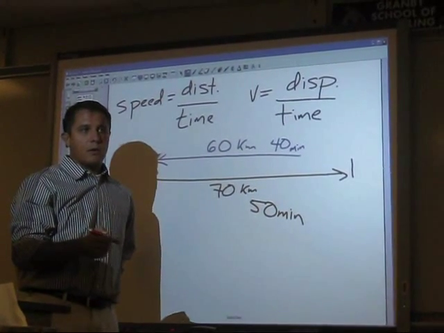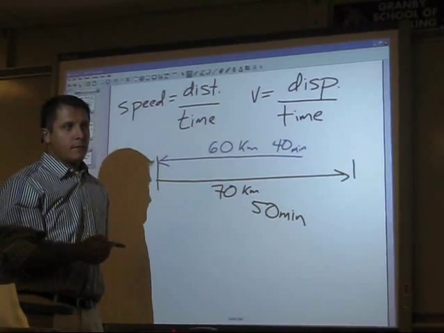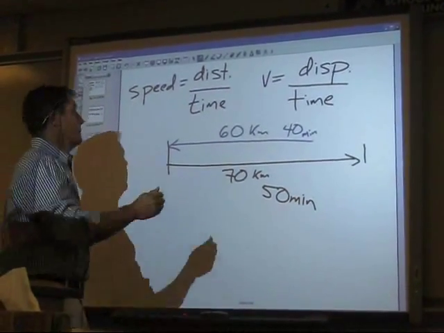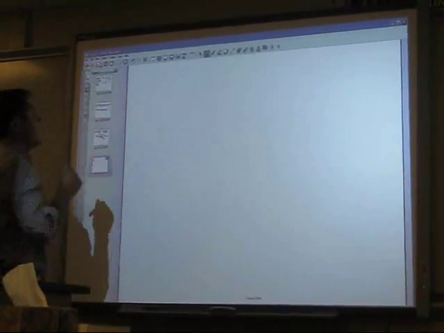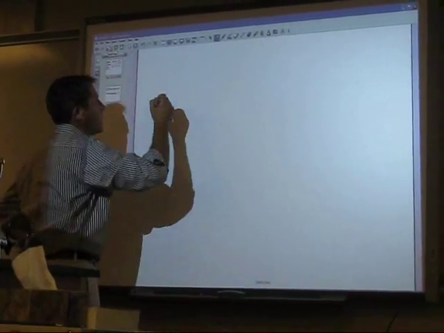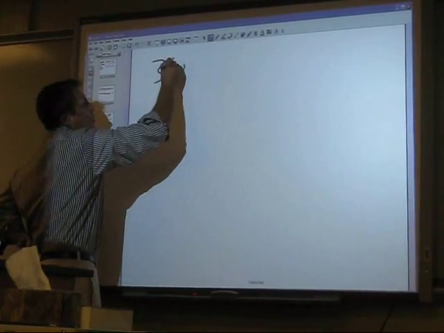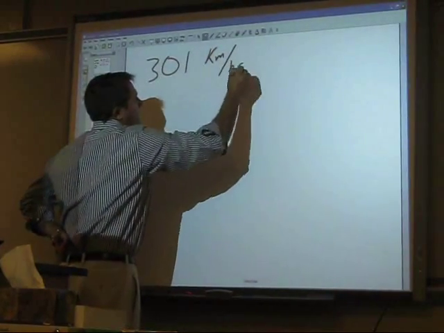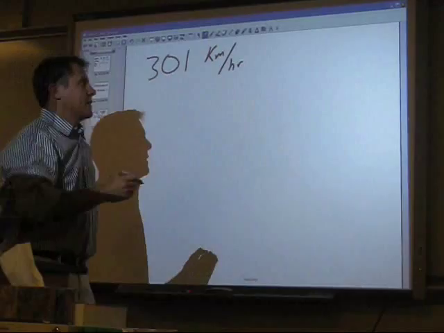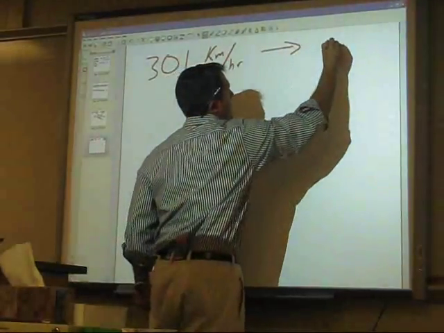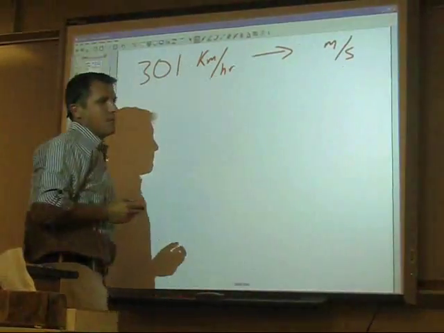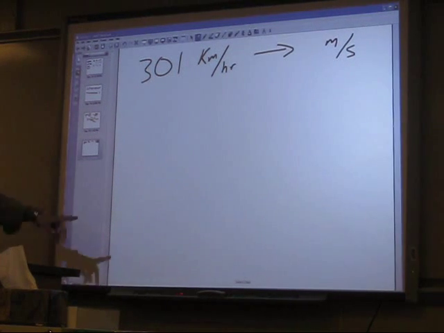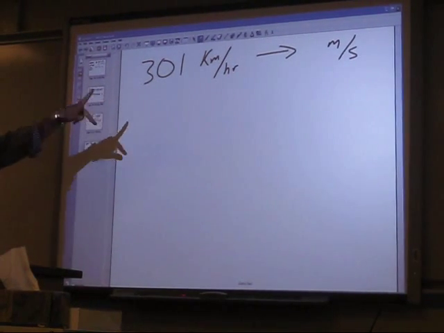Alright, do you want me to talk about question number 7 real quick? Yeah. Okay, here we go. Question number 7. First, you have 301 kilometers per hour. You're going to have to convert that to meters per second. So just so you know, that's the velocity of the train.